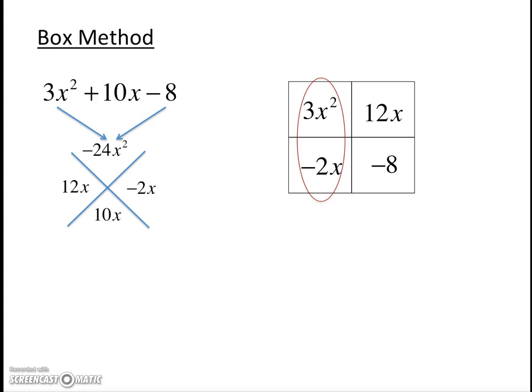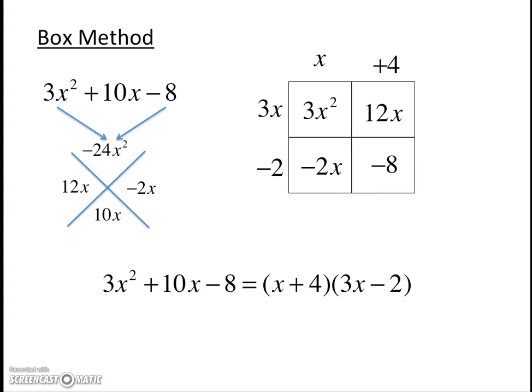So I take a look at 3x squared minus 2x. The common factor here is x. Take a look at 12x and negative 8. The common factor here is positive 4. 3x squared and 12x, the common factor is 3x. Negative 2x minus 8, the common factor is negative 2. So the way I write my final answer is with the numbers on the outside of my box. So 3x squared plus 10x minus 8 equals 3x minus 2 times x plus 4.